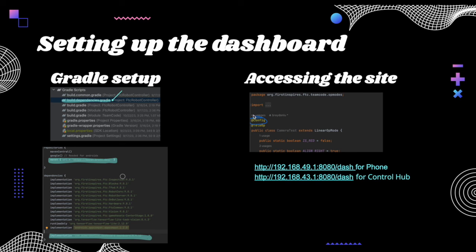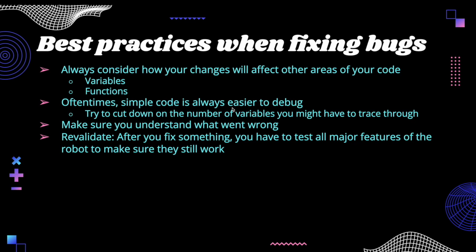And then you can just put @config at the top of any program you want to be able to access on the dashboard. After that, you can visit one of these two websites depending on whether you use your phone or your control hub. And then after you visit the website, you should be able to access the dashboard, as long as you're connected to your robot.